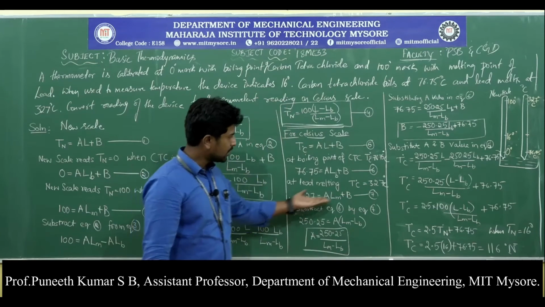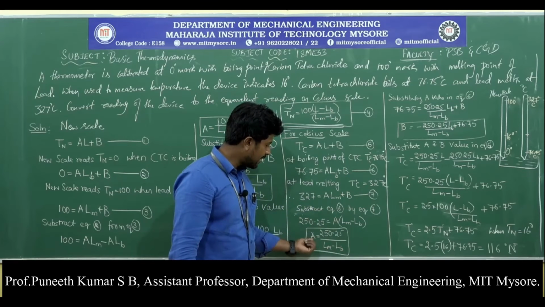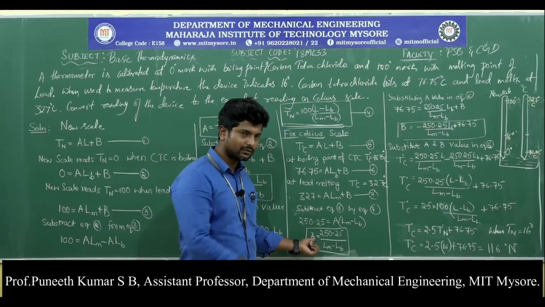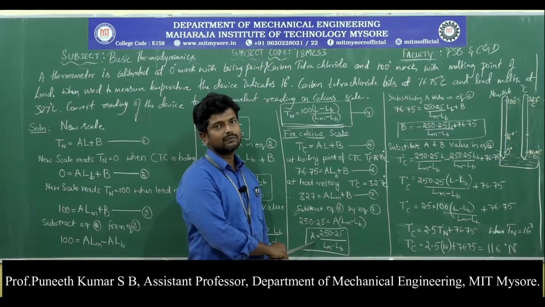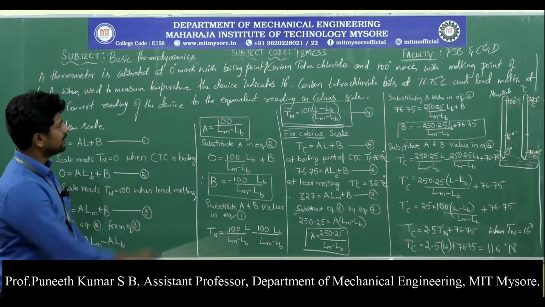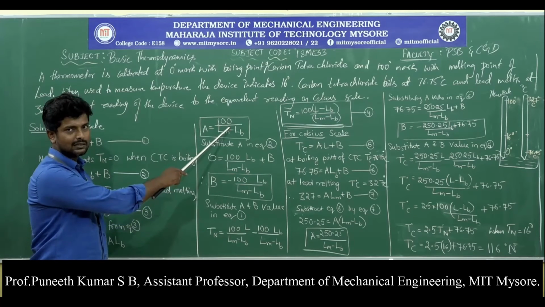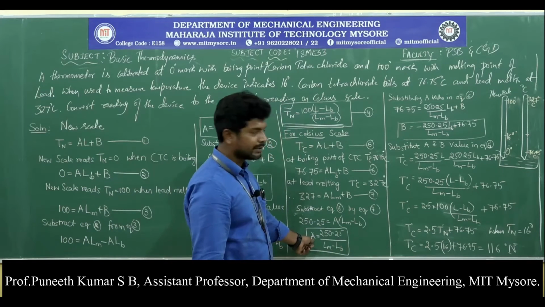Now solving equations 6 and 7, I will get the value of A. Now we can clearly see that this A is the constant value of the Celsius thermometer, whereas in the previous case we had a different value. We already discussed this before.